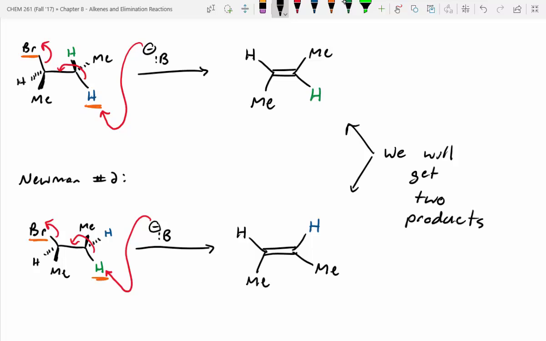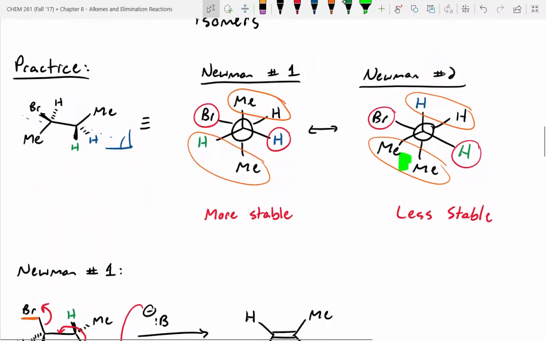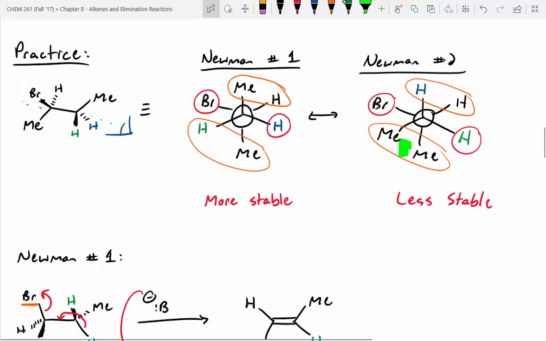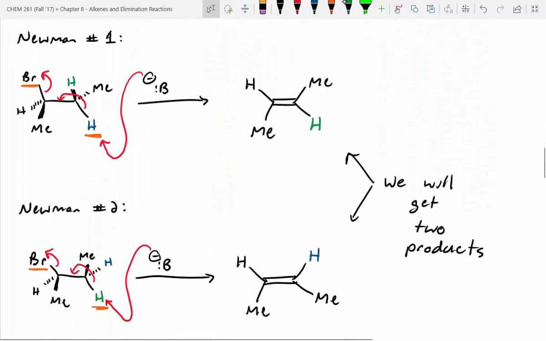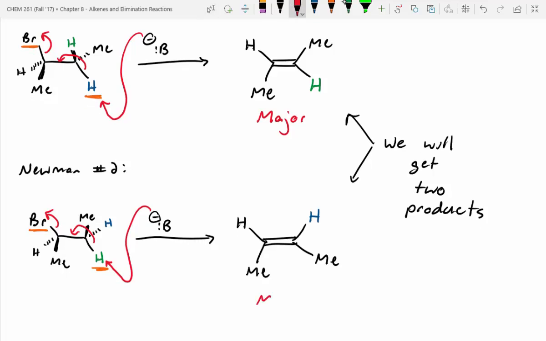All right, do you think we're going to get these products in an equal mixture or in an unequal mixture? Unequal, right? Because when we went back up and we looked at our Newman projections, we said Newman number 1's more stable. That's going to be present at a higher concentration under normal conditions than the less stable conformer. It doesn't like being in that position. So if we look at it, the product from reaction number 1 is going to be major. So let's label that. And down here, it's going to be minor. So we'll label it this way.